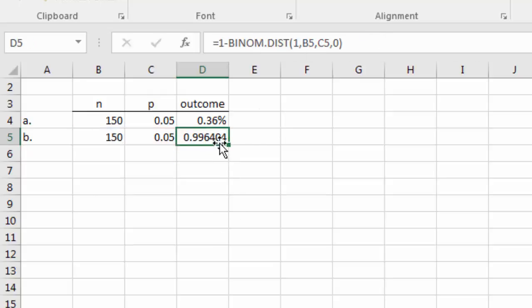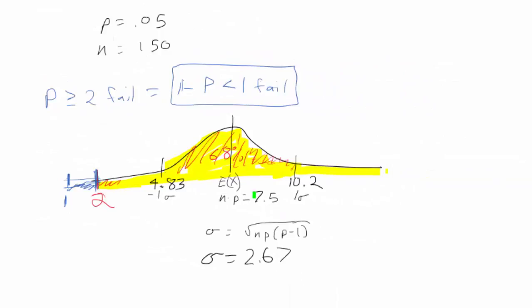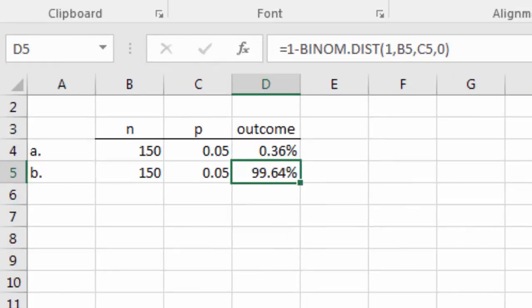And probability-wise, we're dealing with 99.64. There's a really, really, really good chance that we're going to have 2 or more computers failing. Well, that makes sense when you look at our mean. Remember, our mean, we're expecting 7.5 a day, and our empirical rule said, 2/3 of the time we're going to have between 4 and 10. So it's a really, really good chance that it's going to be greater than 2. And it's exactly what we worked out here.